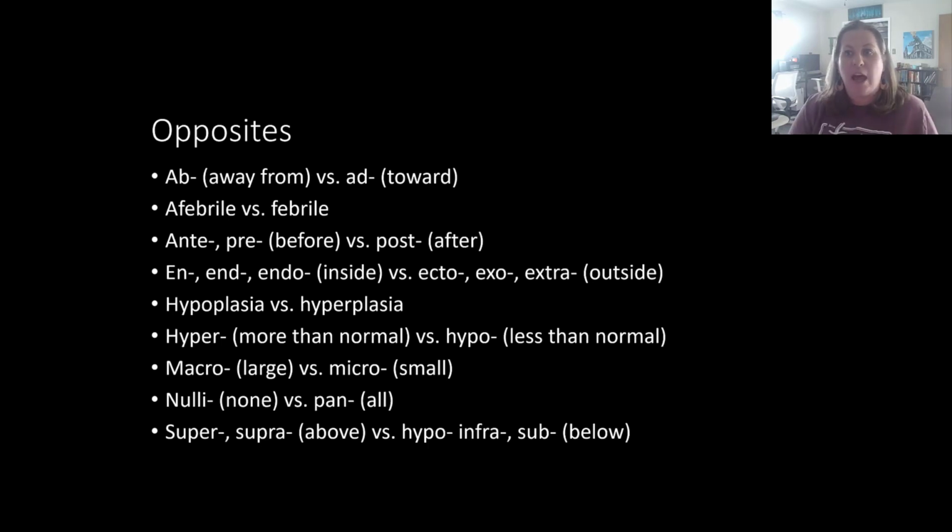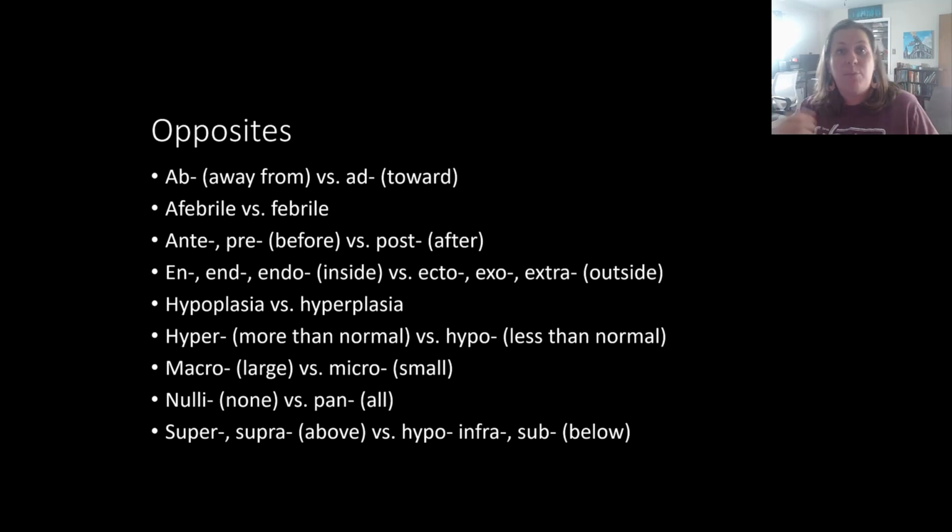Now, to kind of finish up this set of notes, pay attention in this particular chapter for opposites. Okay, so in last chapter, you needed to look at things that were real similar where it just changed slightly. Now we have opposites. So ab means you're moving away from something. Ad is towards it. They're opposites. Afibrile versus fibrile. When we add a to the front of the word, it means without or not. Anti or pre is before. Post is after. Endo is inside, whereas ecto, exo, and extra is outside.